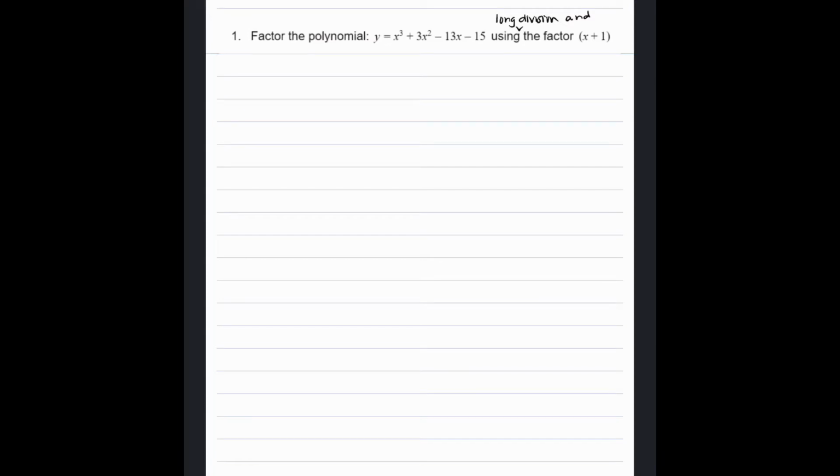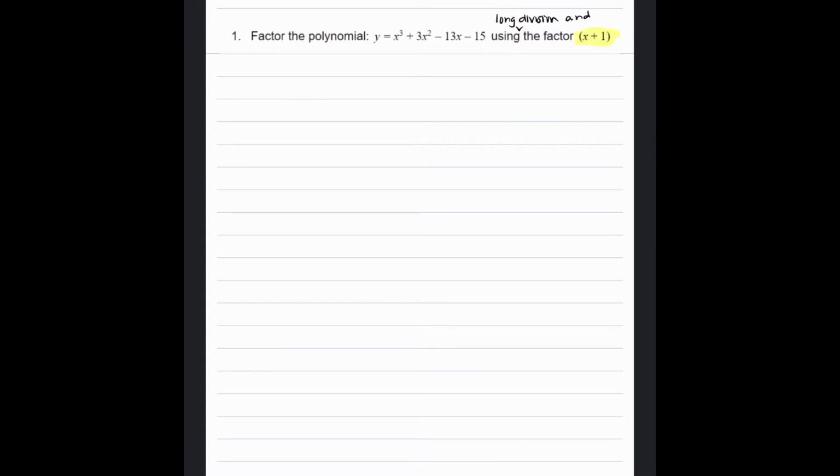Hi guys, so I'm going to go over these two problems with you. What we're going to do is factor this polynomial, y equals x to the third plus 3x squared minus 13x minus 15. We're going to factor that using long division and the factor x plus 1.